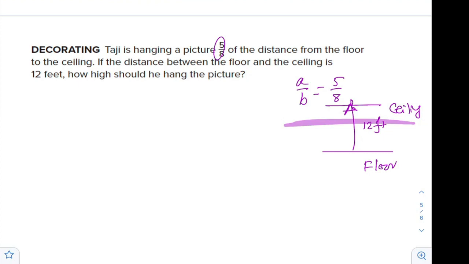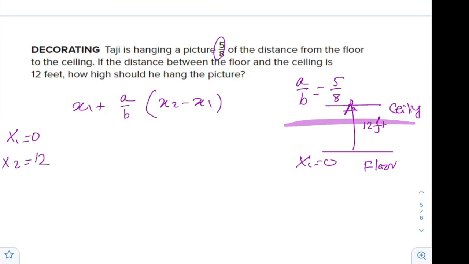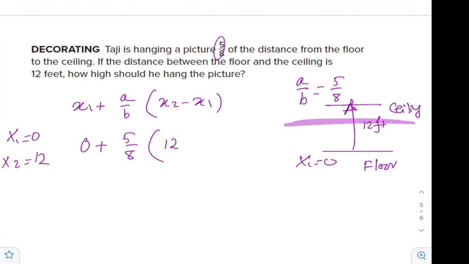So similarly, we will not use the previous formula. We will use this formula, which is x1 plus a over b times (x2 minus x1), since a fractional distance is given. x1 is 0 because we don't know where it is, or it's just 0. We can consider it the reference point. The base is x1, and the last point is x2. So x1 is 0. The last point is the height, which is 12. And we know that the fractional distance is 5 over 8. So it's 0 plus 5 over 8 times (x2 minus x1), 12 minus 0.